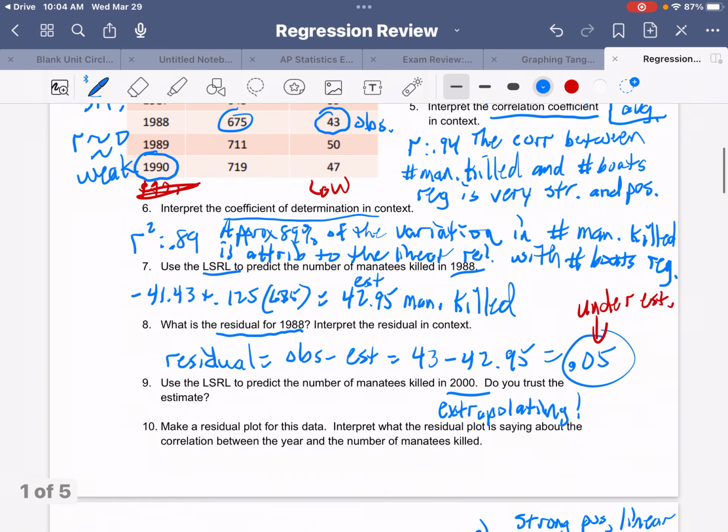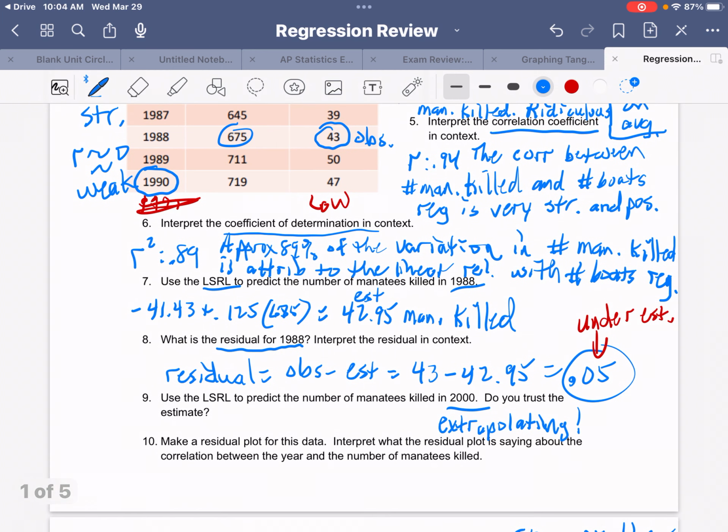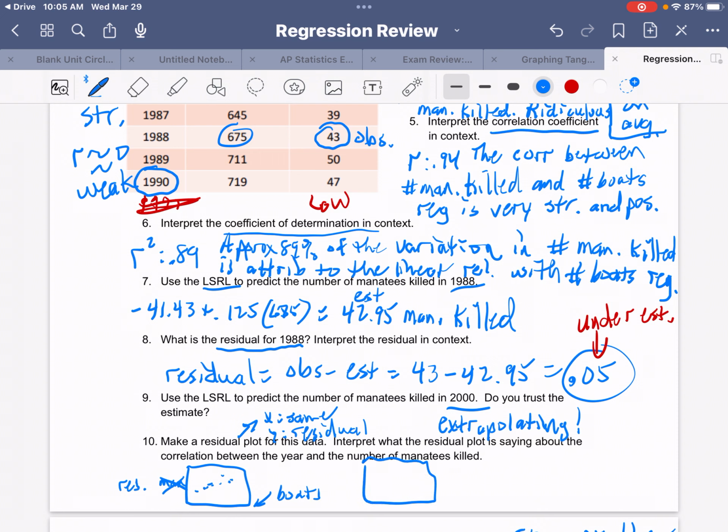Finally, make a residual plot. Well, how do you make a residual plot? So you go back to your screen where you have the x-axis labeled as boats and you have the y-axis labeled as manatees. Well, go back and click on manatees and change it to residuals. And then you will see a residual plot. So to make a residual plot, you leave x alone and you change y to residuals. And then you will see your residual plot.